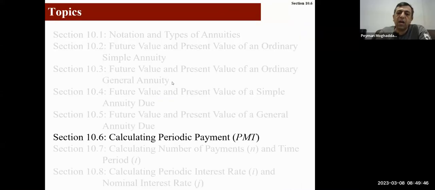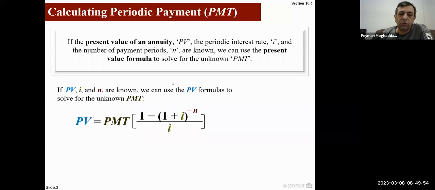All right. So today we're gonna discuss calculating periodic payment. So what is that? Basically, if you go to the equation of present value for an ordinary simple annuity, we have present value equal to payment times 1 minus (1 plus i) to the power of minus n, divided by i. So far with this annuity, they generally give us the interest rate and the period of time, and they give us the payment. They ask us for the present value.